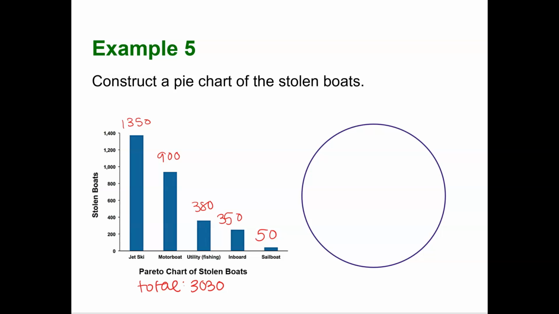To figure out the percentages, I'm going to take each value and divide it by the total. So divide each of these by the total. I end up with jet skis at, I believe that says 48%. Sometimes I can't even read my own handwriting. This one is 30%, and 13%, and 12%, and 2%.